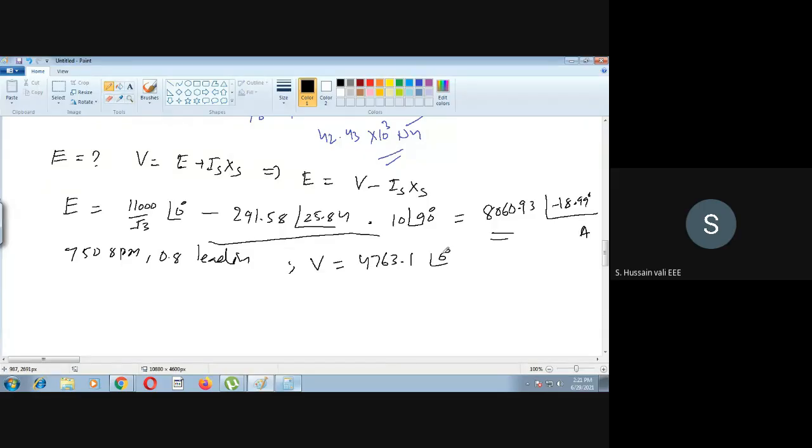This is the value of V. Now, because we are finding out different values of speed and different values of power factor, one more thing is what is the IS value? He said in the problem IS is the rated value, so we have no other option other than to take it as it is, 291.58. But the power factor this time is 0.8 leading, so you will get the angle 36.86.